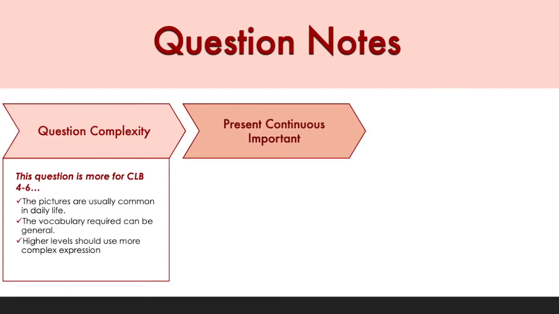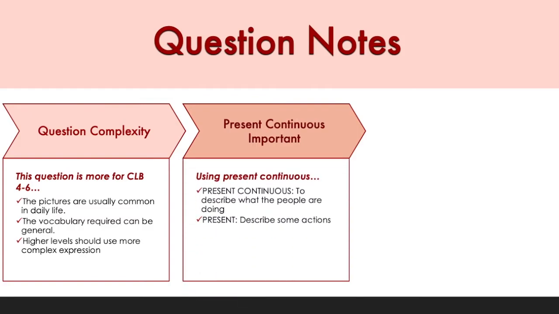Present continuous important. Using present continuous. Present continuous is used to describe what the people are doing, their actions at the moment. We can also use present, describes some actions.